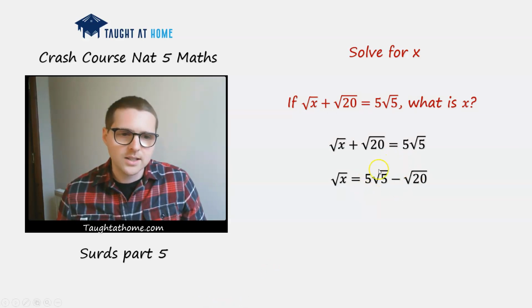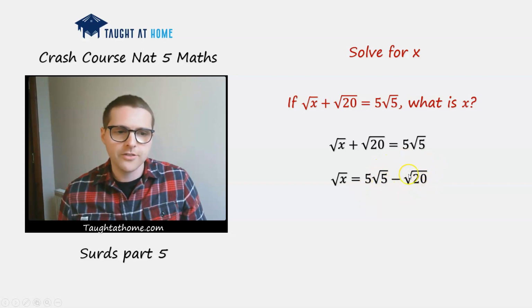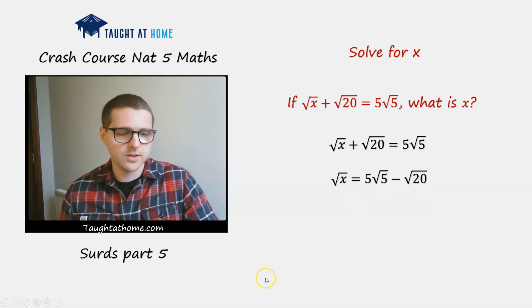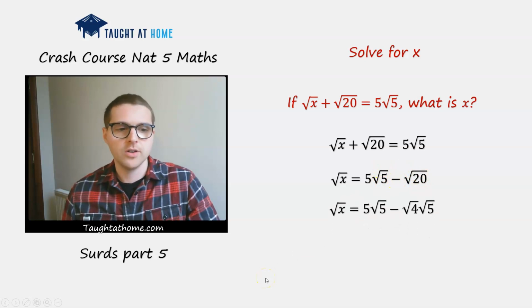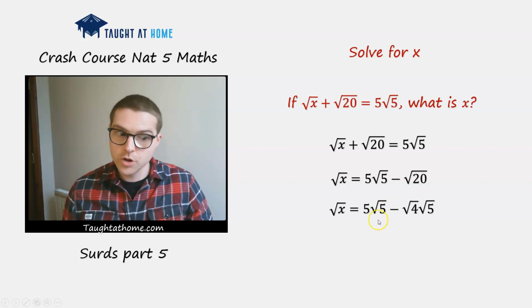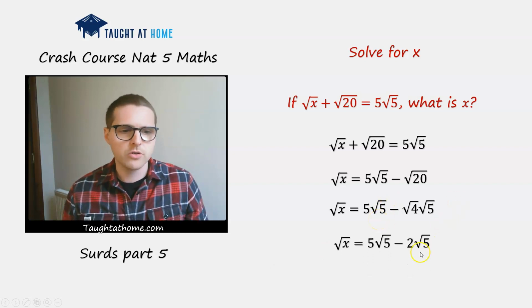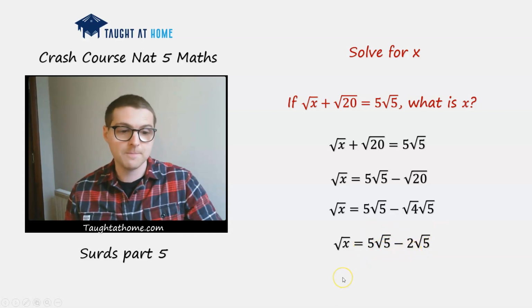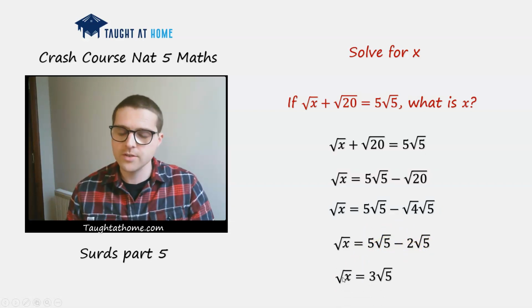Now because we're subtracting, we want to have like terms, so we want to convert this into its factors, one of which will be root 5. So we're going to have root 4 root 5. Root 4 is 2, so that's going to become 2 root 5 on this side. Now we can subtract 2 root 5 from 5 root 5, which will be 3 root 5.